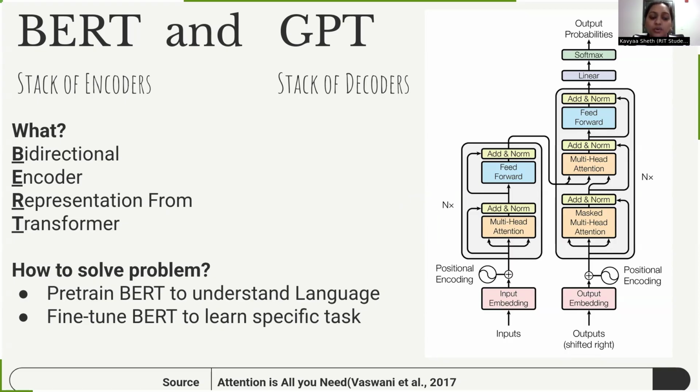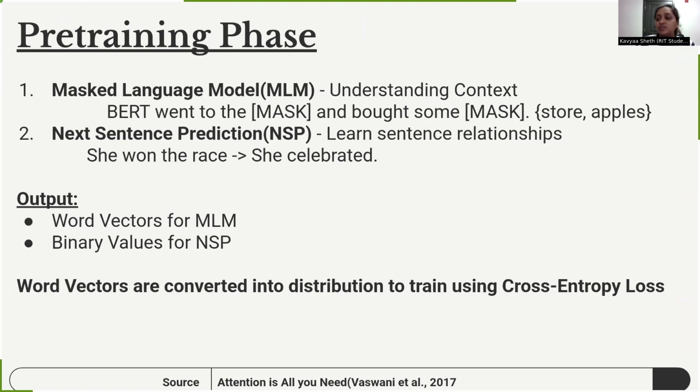So how does BERT actually solve the problem? First, we pre-train BERT to understand the language, and then we fine-tune BERT to learn a specific task. First, I will be discussing how we pre-train it. It is done in two steps: masked language model and next sentence prediction. In the masked language model, let's go with an example: BERT went to the store and bought some apples. BERT will get the context of the apples, and then it will understand that the store here is a mention of a retail store and not about storing something. So that's how MLM works.